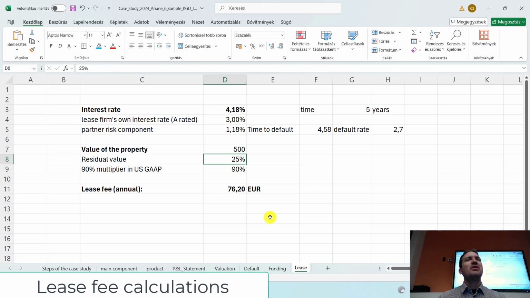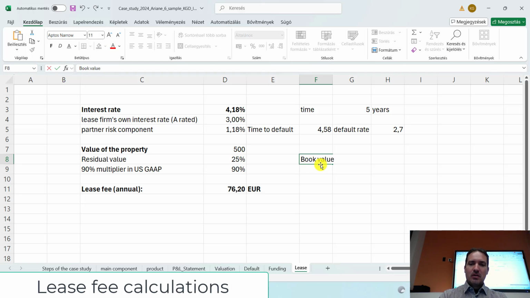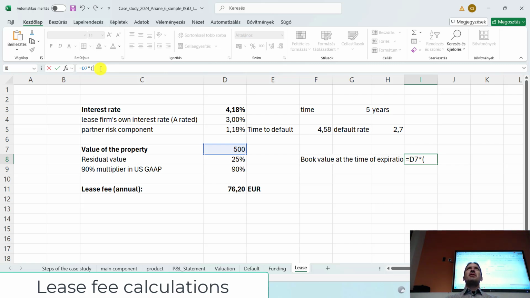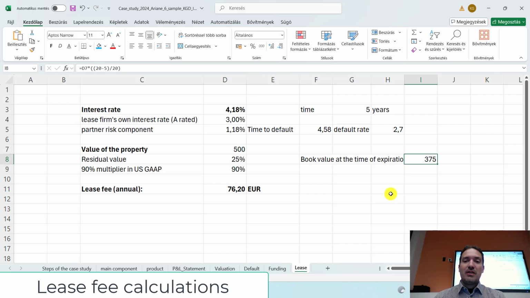25%, but obviously this is not a good expectation for us, because the book value at the time of expiration should be this number. Usually these long-term assets have a depreciation of 20 years, at least what I remember from accounting. So okay, 20 years is good, and we are doing it for 20 minus 5 years. Then this should be the book value at the time of expiration.